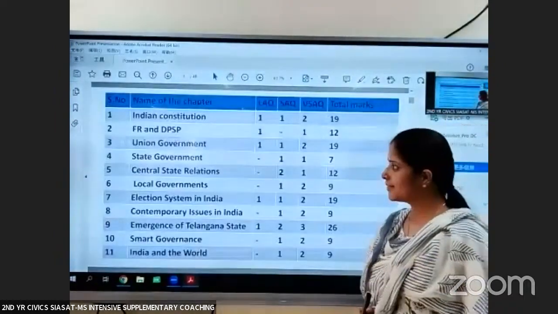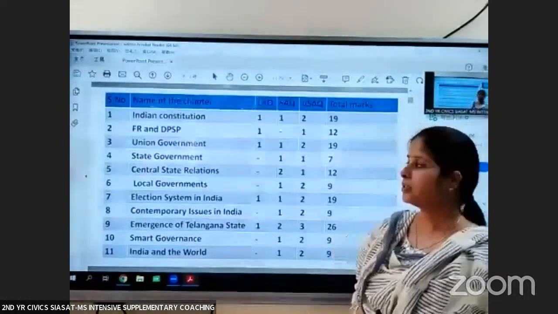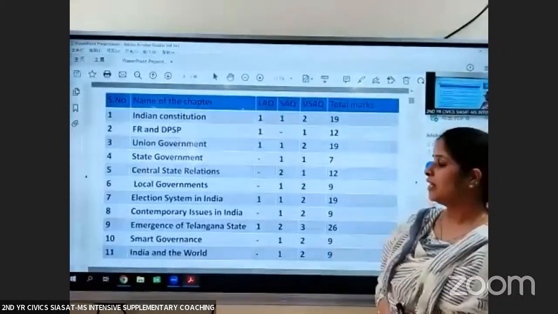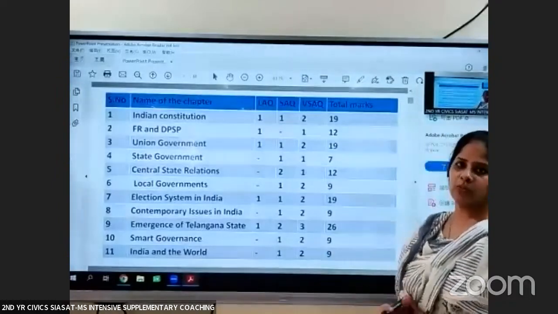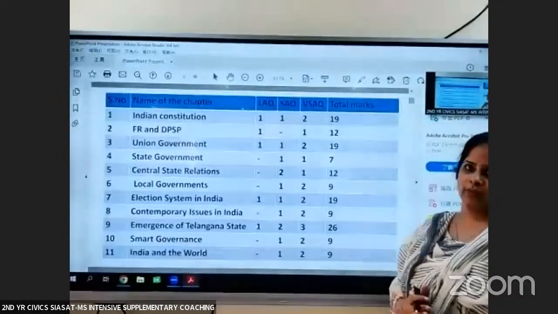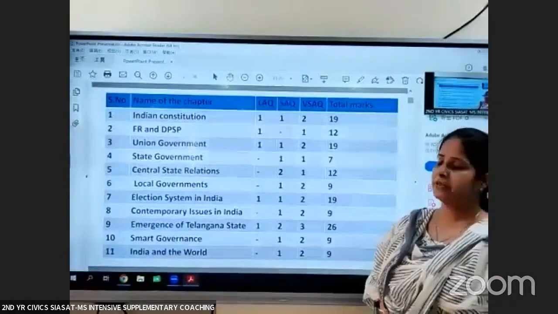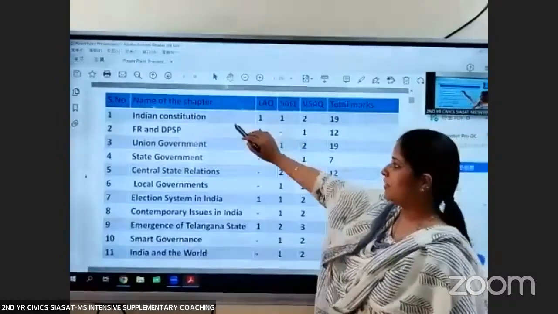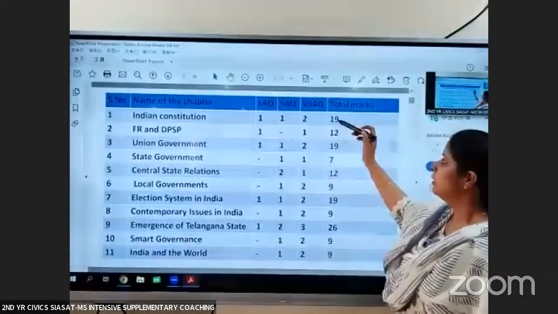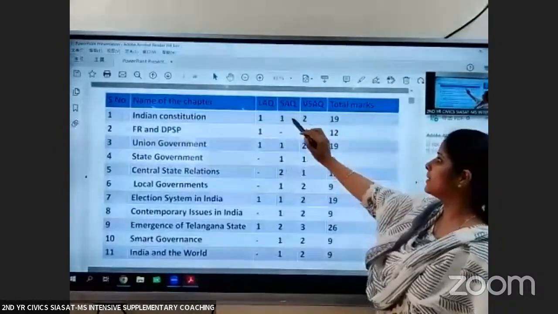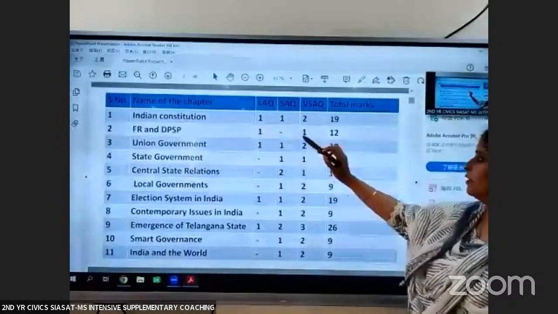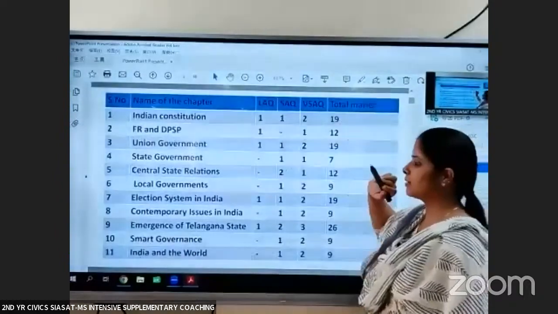So first, let us discuss the weightage for the chapters. I strongly feel that if you are learning chapter wise according to the weightage, you will be able to crack your exams. So the first chapter, that is Indian Constitution, you will get 1 LAQ, 1 SAQ, and 2 VSAQs. The weightage for this chapter is 19 marks.